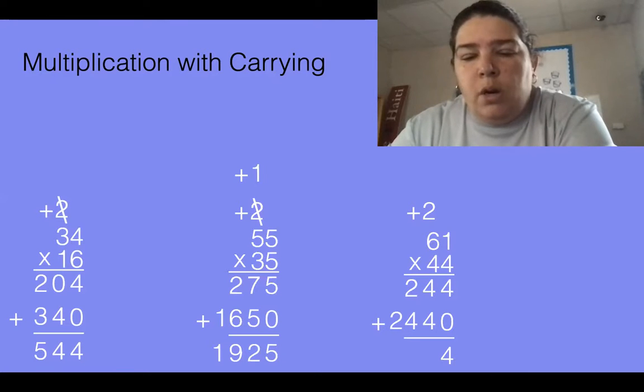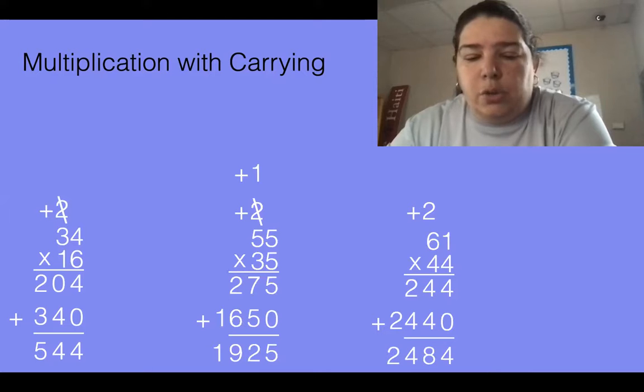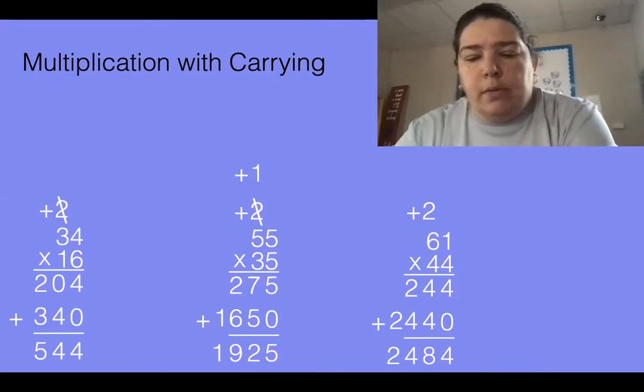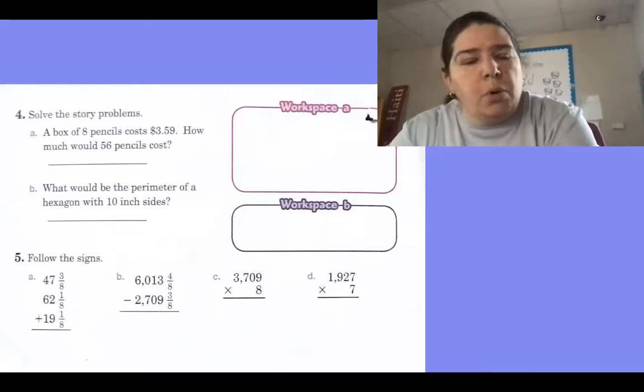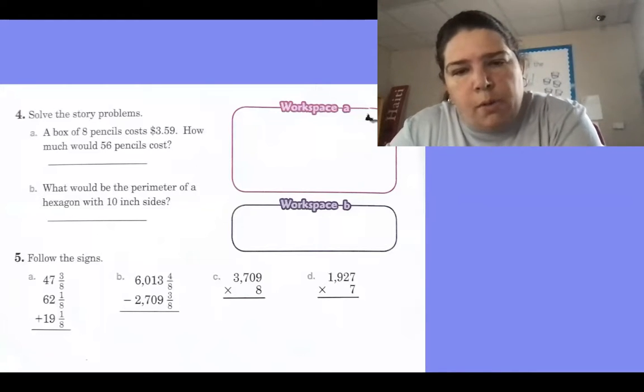4 plus 0 is 4. 4 plus 4 is 8. 2 plus 4 is 6. And 2. Your answer should read 2,484. Very good. This is your worksheet, boys and girls, and on the back of it, you have a few story problems I wanted to go over with you.